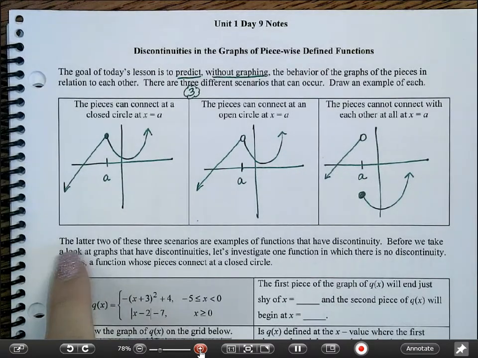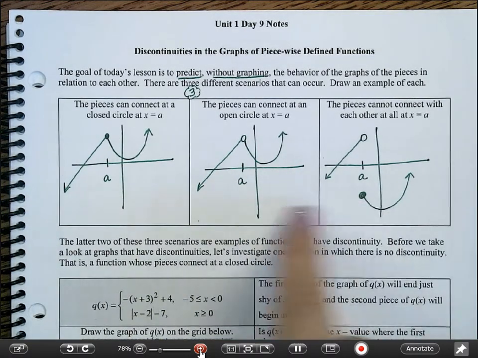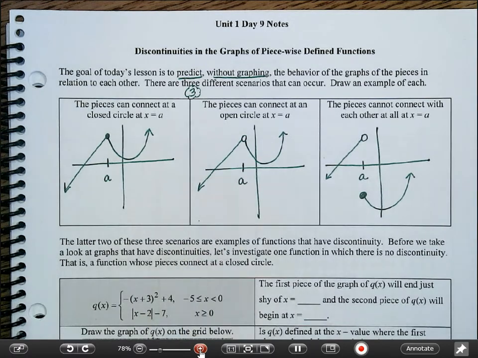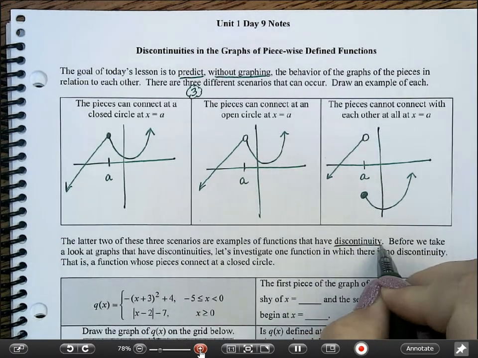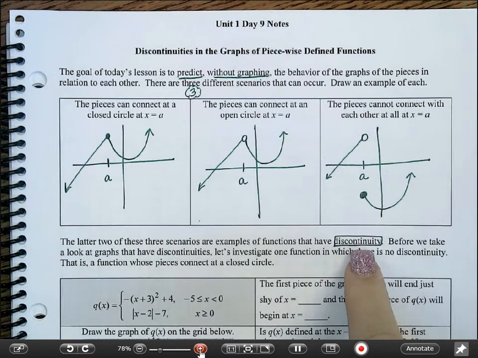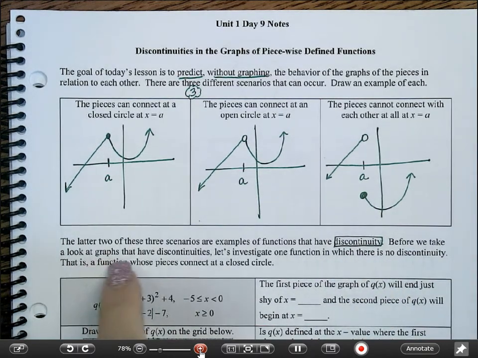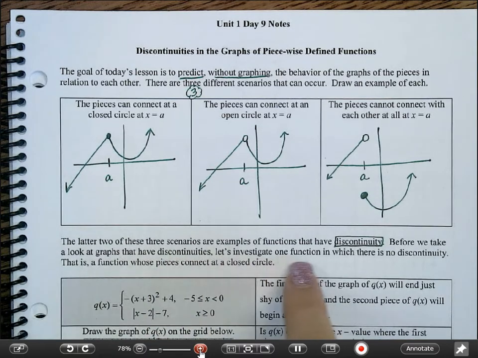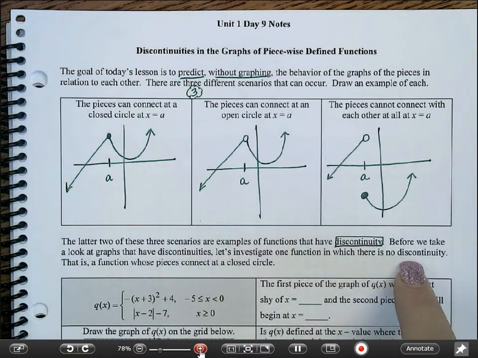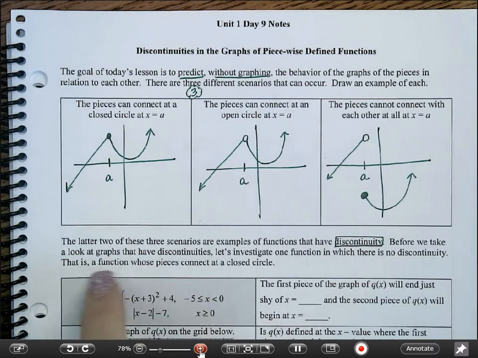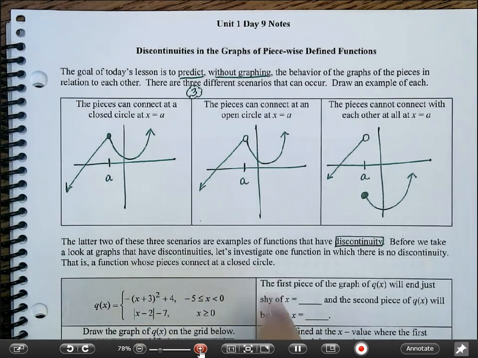So the latter two of these 3 scenarios are examples of functions that have discontinuity, all right, which means they're discontinuous. Before we take a look at graphs that have discontinuities, let's investigate one function in which there is no discontinuity. That is a function whose pieces connect at a closed circle.